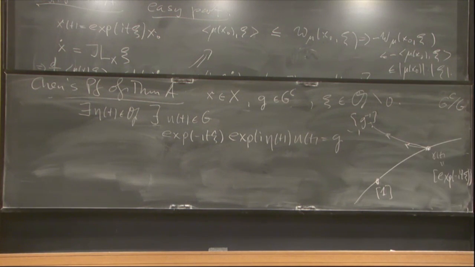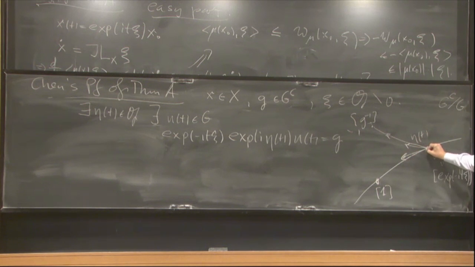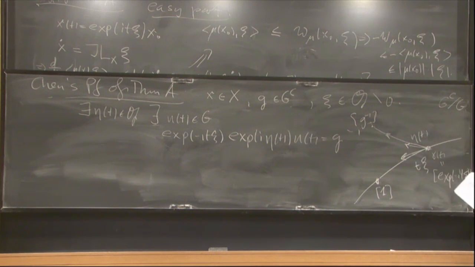So the tangent vector of this geodesic is eta of t. And the tangent vector of this geodesic in the reverse direction is actually, if you go in time 1, t times xi. And that's because of the minus sign. I don't need a minus sign here. So now we have negative curvature.